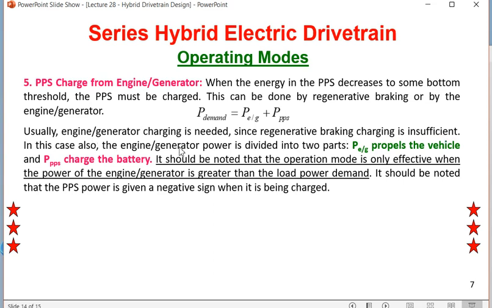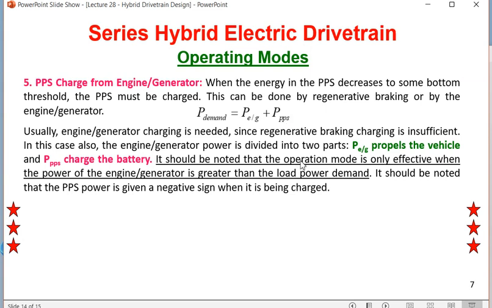So the engine generator power is divided into two parts. One part is PEG, which propels the vehicle, and PPPS charges the battery. So you can say, in other words, that whatever is the total power demand, that will be PEG. So PEG is nothing but how much power is required for the propelling action, and the second, PPPS, is how much power is required for charging the secondary power source. So this equation they are explaining here the way it is done.